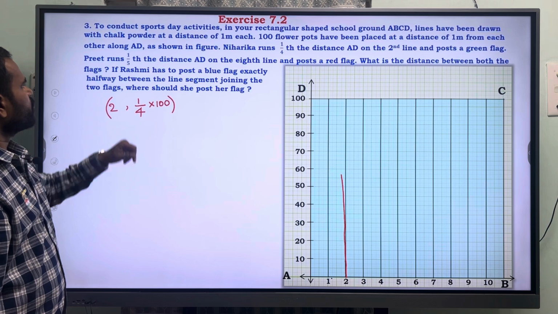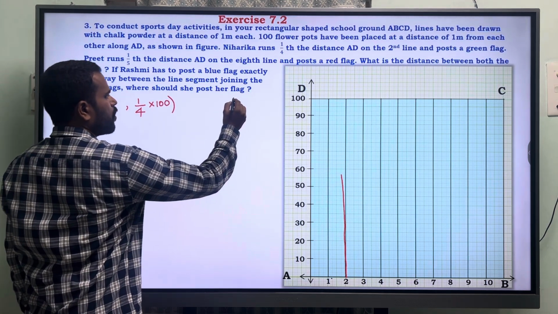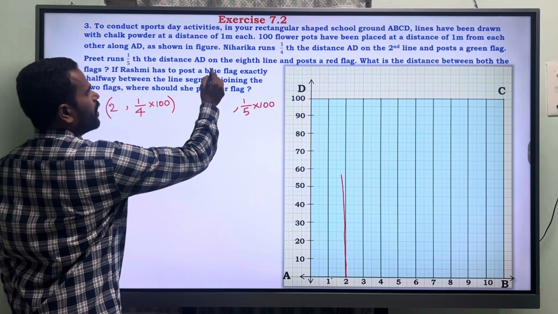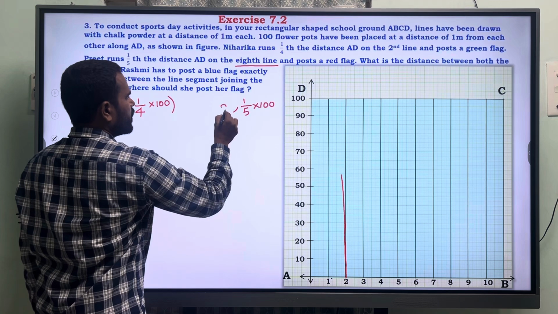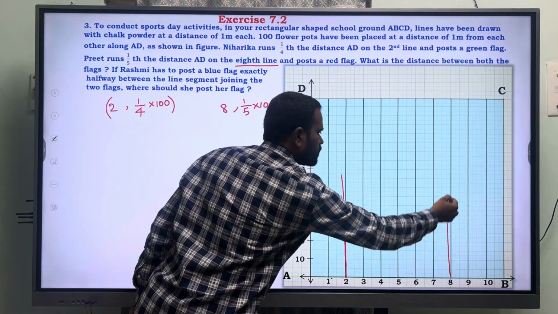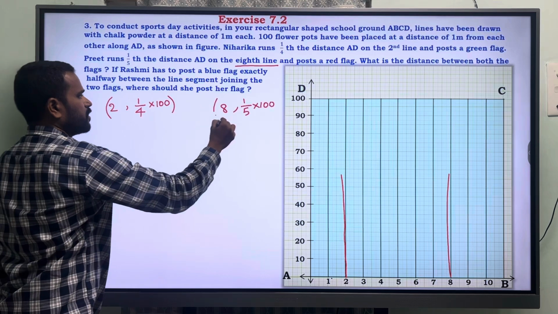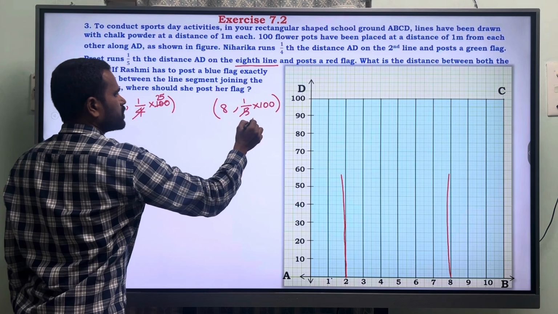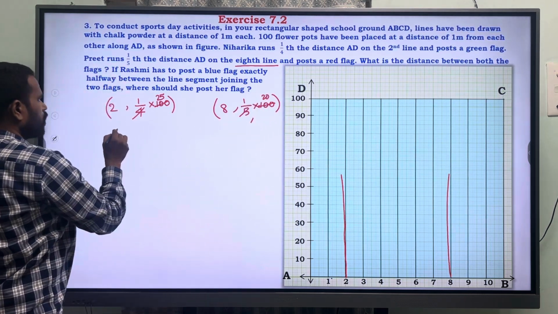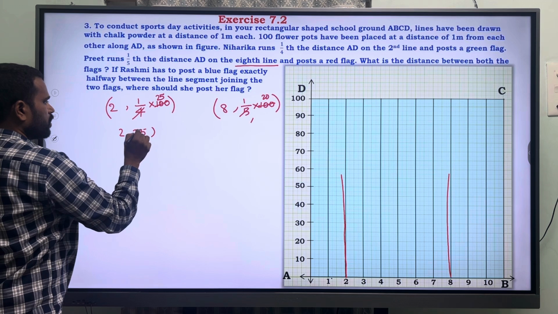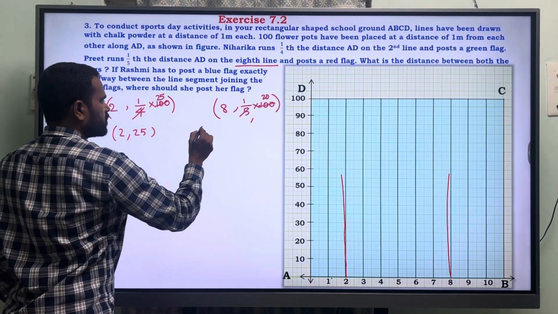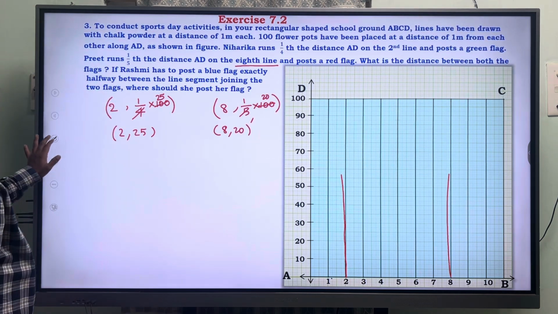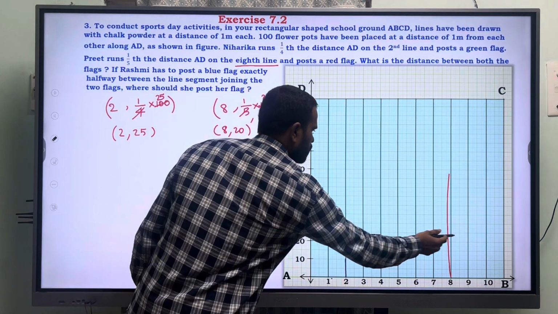Next, Preet runs 1/5 of the distance. Preet runs how much? 1/5 of the distance, and on the 8th line. So these are the points. 1/4 of 100 is 25 and 1/5 of 100 is 20. So 2 comma 25 is one coordinate and another one is 8 comma 20. These are the two coordinates.